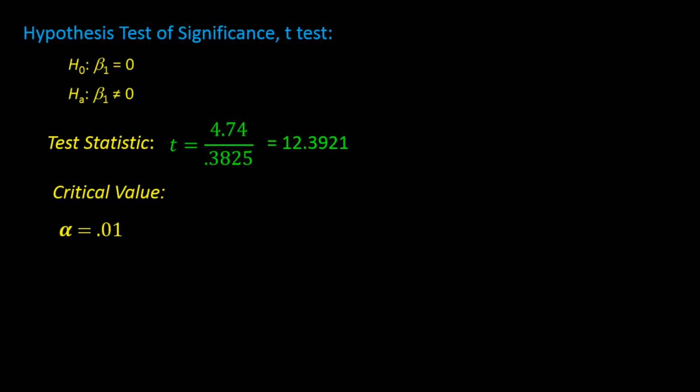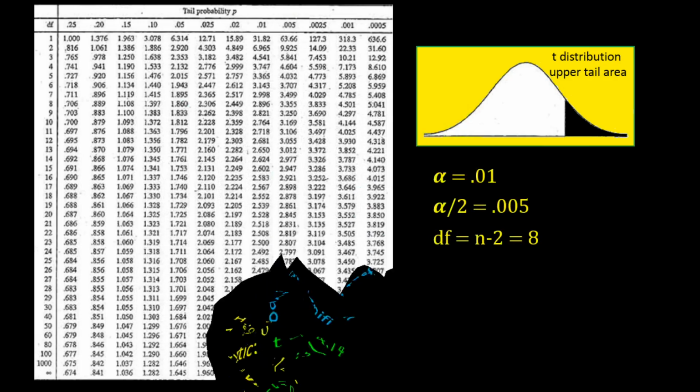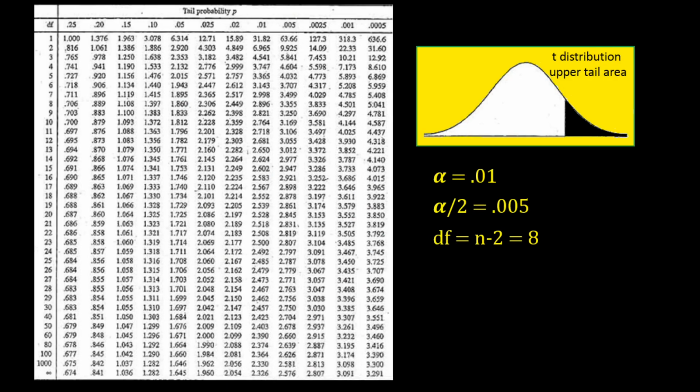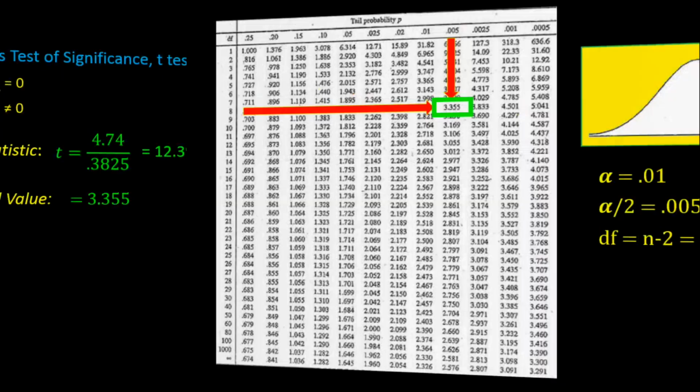Now, since this is a two-tailed test, we split alpha in half. So we look up alpha divided in half, 0.005. Since this is a t-test, we would look up our critical value in the t-table under n minus 2 degrees of freedom. Looking in the t-table under 8 degrees of freedom, right? n minus 2 is 10 minus 2, which is 8 degrees of freedom, and alpha divided in half, 0.005, we find a critical value of 3.355.